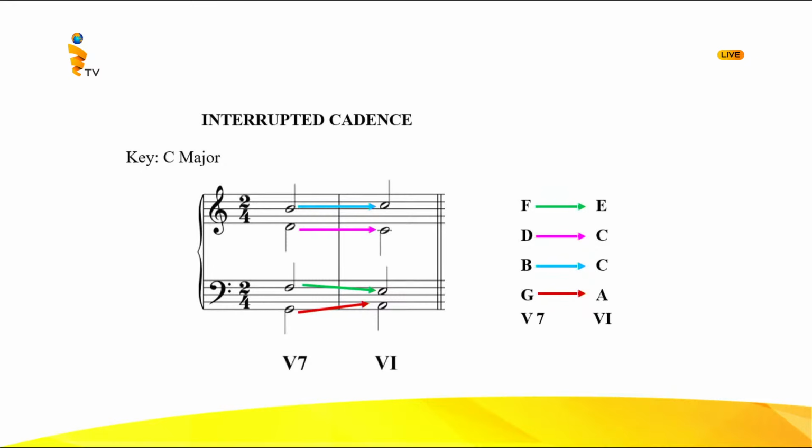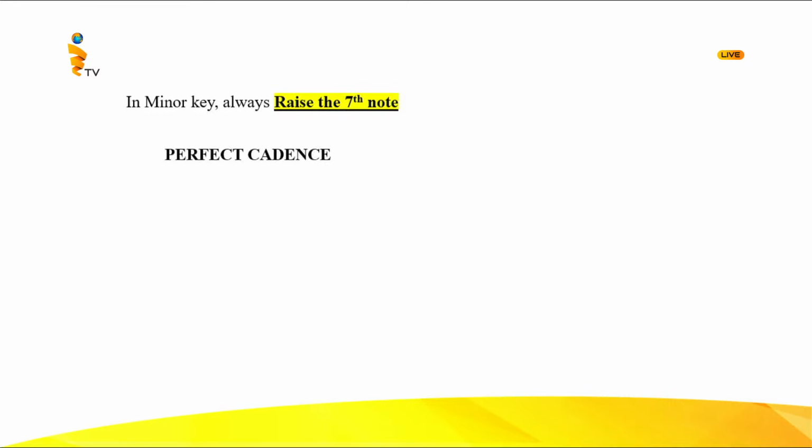Right. Now we'll go to a minor key. In a minor key, you always know that you have to raise the 7th note. You should raise the 7th note. So the perfect cadence, now this is in E minor.